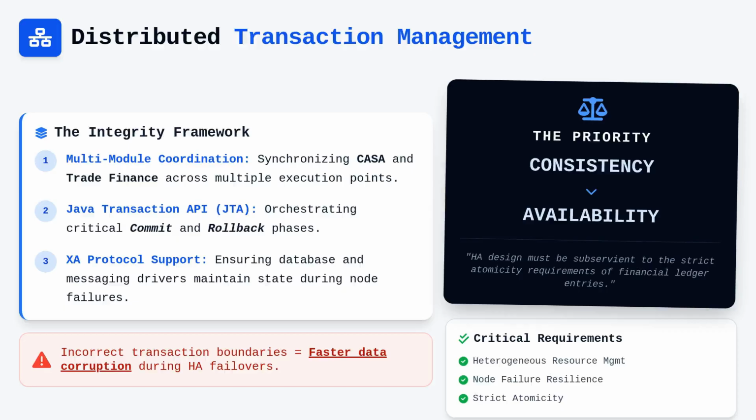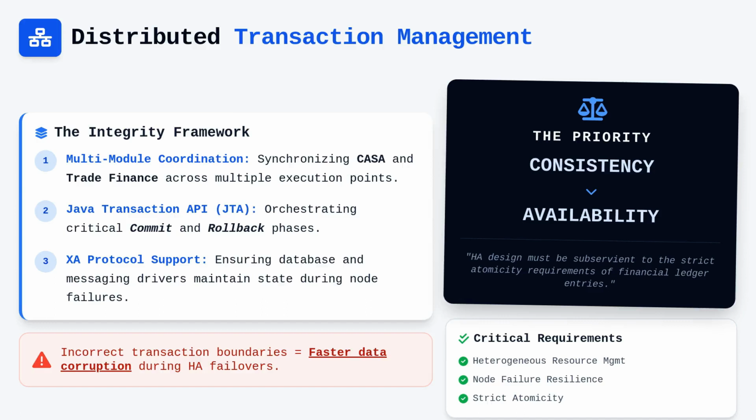Beyond the hardware and infrastructure software, we must address the transaction management across these distributed systems. Since high availability implies multiple points of execution, the integrity of distributed transactions, those involving multiple modules like CASA and trade finance, becomes a significant concern. We rely on the Java Transaction API to manage the commit and rollback phases across heterogeneous resources, ensuring that the system remains in a consistent state even if a service node fails mid-transaction. Understanding the XA protocol support within your messaging and database drivers is paramount here, as it dictates whether the platform can reliably support distributed transactions.